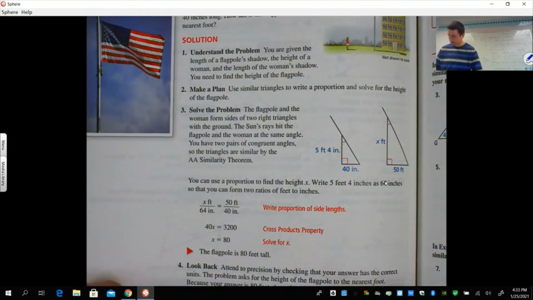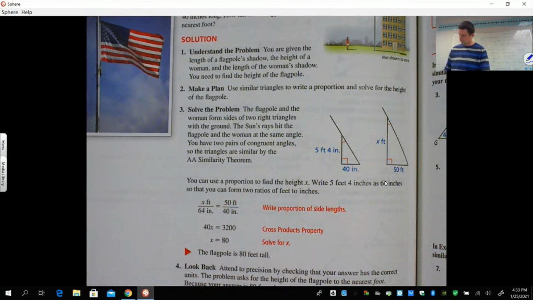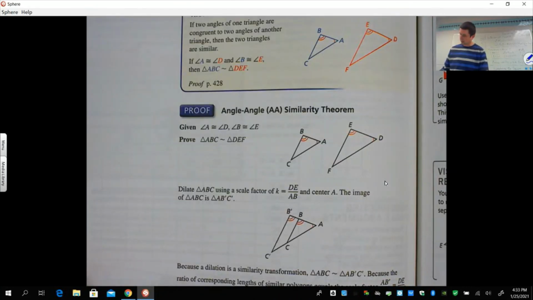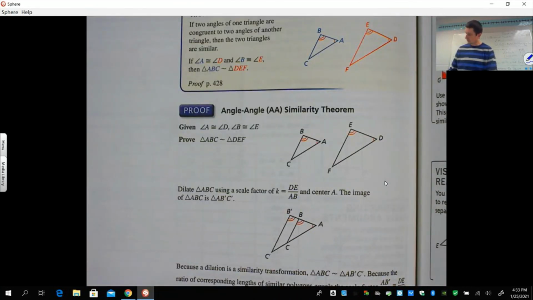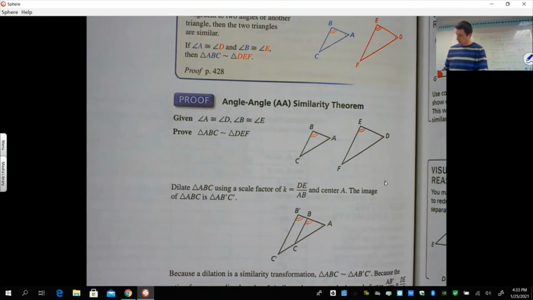Apologize for that. Very common example, solving the flagpole problems by setting up proportions. Similar triangles show up in a lot of different situations, and they'll show up through some of our work.